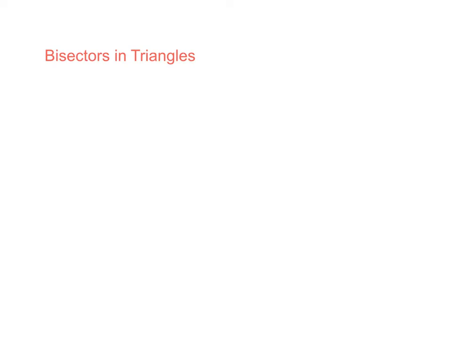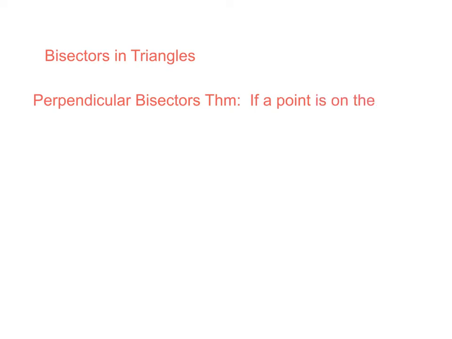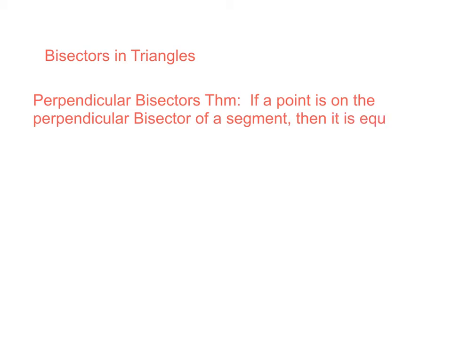So if we go through and talk about a couple, there's a couple of theorems we want to talk about, that I'll add in here for you. And that is the perpendicular bisector theorem. And what that says is if a point is on the perpendicular bisector of a segment, then it is equidistant from the endpoints of the segment.